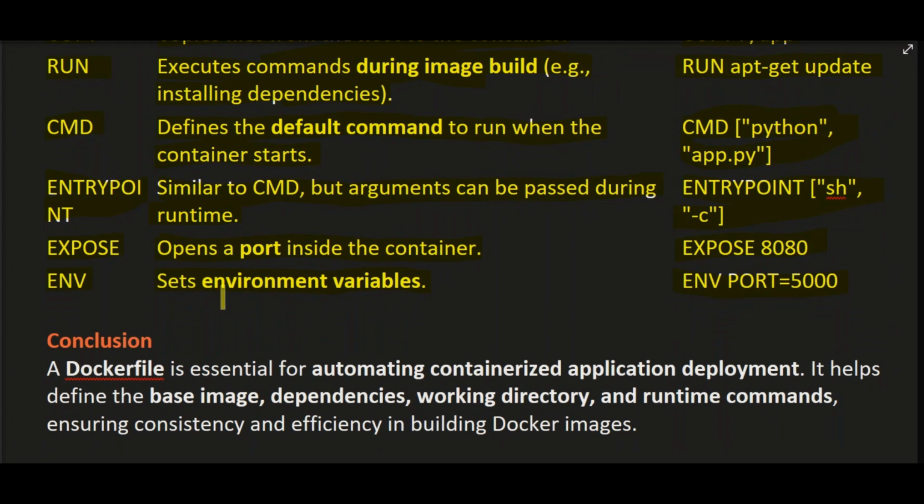Conclusion. A Dockerfile is essential for automating containerized application deployment. It helps define the base image, dependencies, working directory, and runtime commands, ensuring consistency and efficiency in building Docker images.